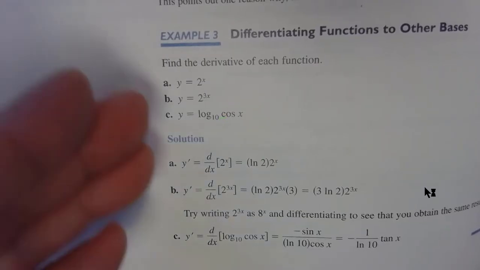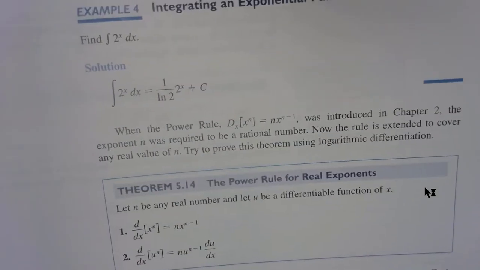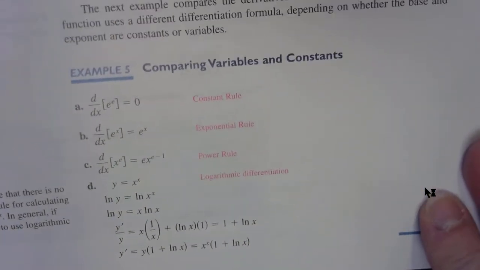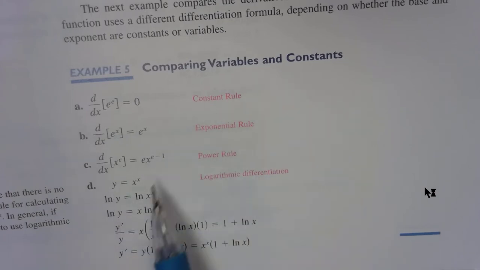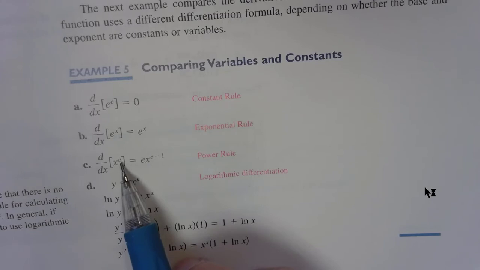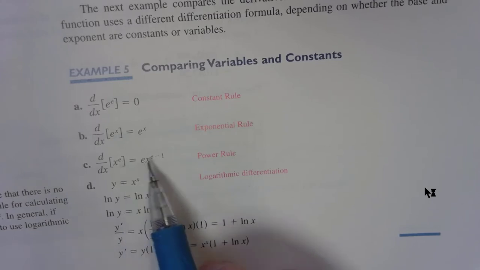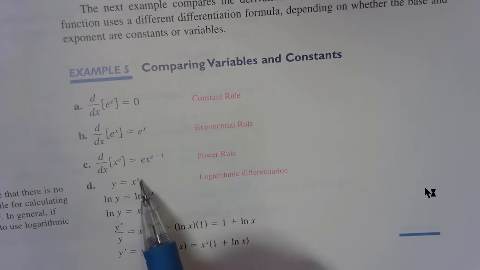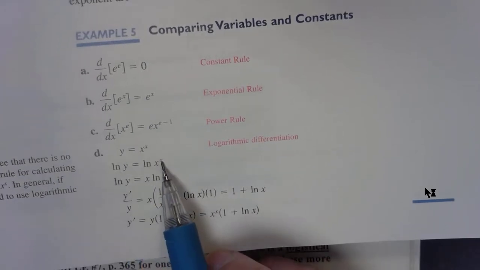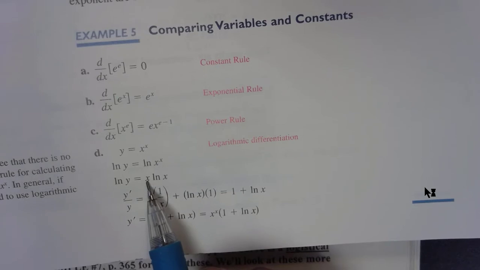Example 3, finding derivatives of each function. Example 4, integrating with a base other than e. Example 5, comparing variables and constants. Be sure you look at that. Really be sure of this, x to the e. Remember, e is just a number. It is not a variable. So we can use our logarithm power rule. But here, we cannot use our logarithm power rule. X is not a number. So we need to take the log of both sides. That allows us to bring down that exponent here.